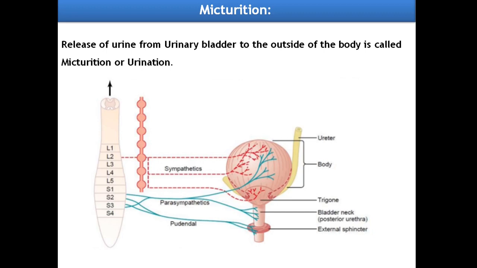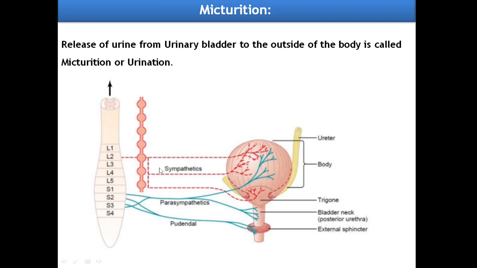The urge for micturition occurs when the urinary bladder is filled with 300 to 400 ml of urine. But urine can be retained in the bladder until it gets filled up to the maximum capacity of 700 to 800 ml. At this time, the urge becomes painful and it leads to voluntary micturition. But when 300 to 400 ml of urine is there, that is the time we feel the sensation.